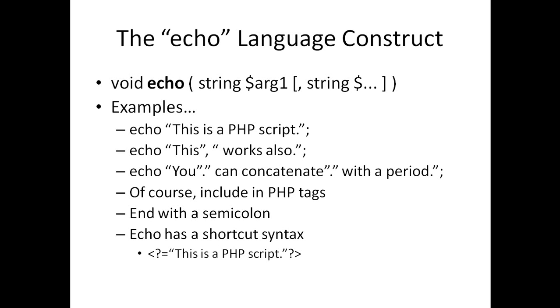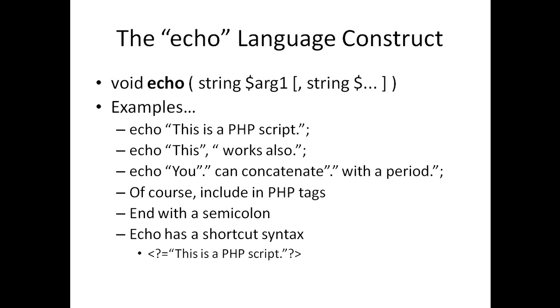As I mentioned briefly earlier, echo has a shortcut syntax. You can use the less than question mark equals construct to automatically open your PHP tag and pretty much create an echo. You don't need the semicolon at this point. It's basically stating that that particular tag is an echo statement. It's very similar to the Java JSP less than percent equals constructs.